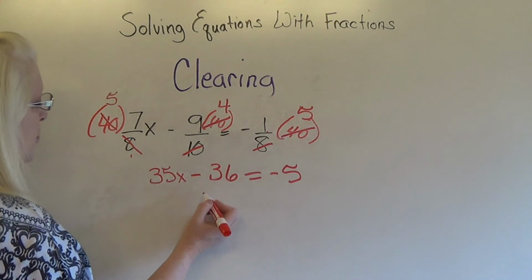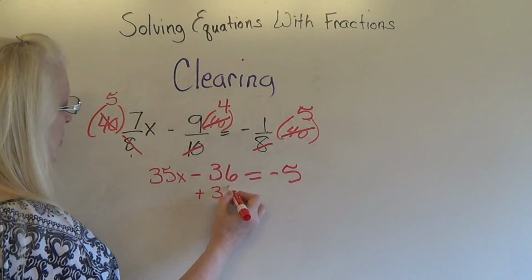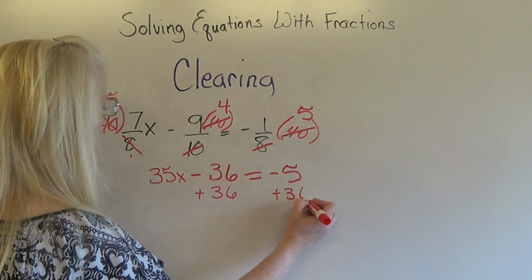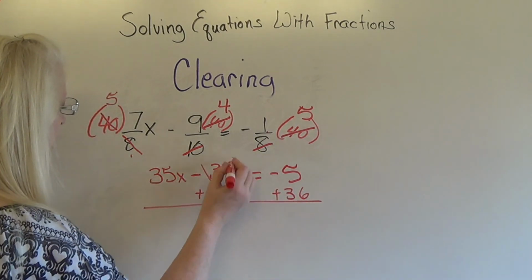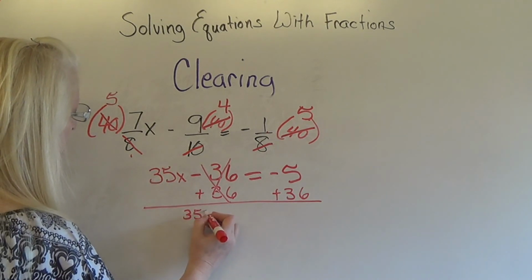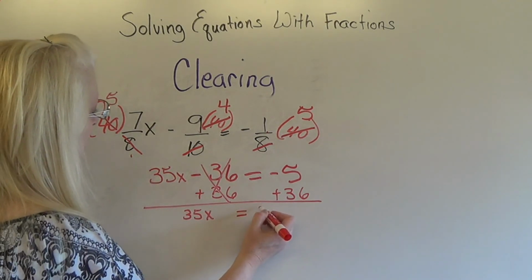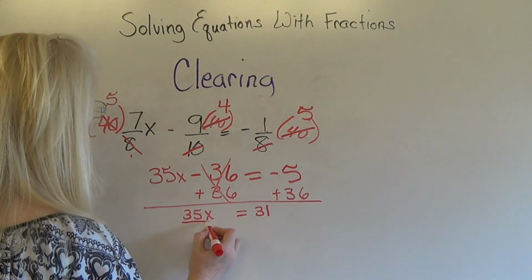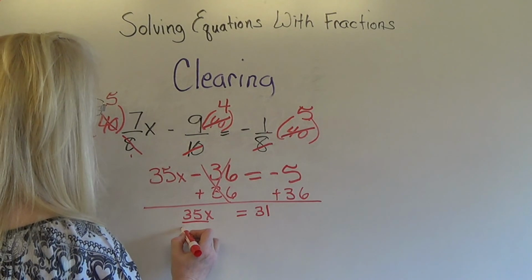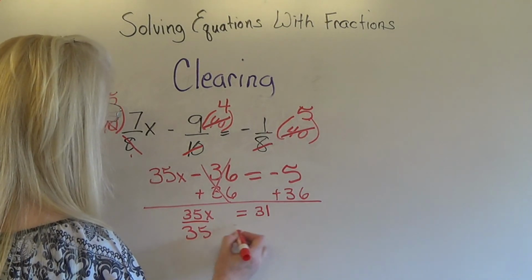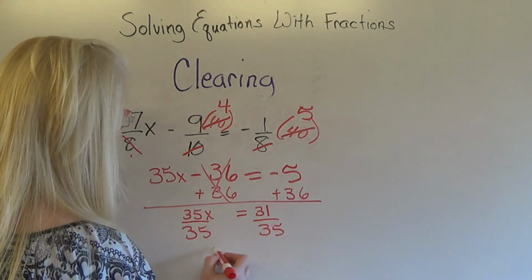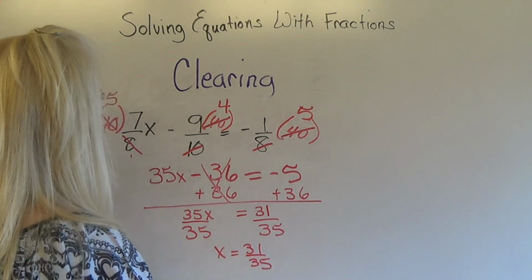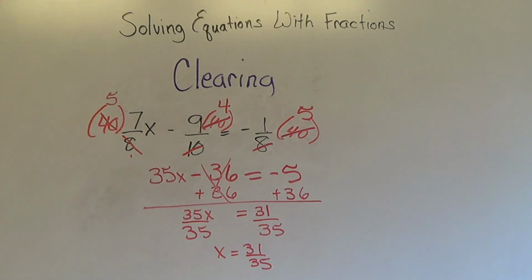Again, it's a two-step, so we want to complete all addition or subtraction first. So we want to get rid of the minus 36, so we take the opposite. That cancels that out. We get 35x equals, and that looks like 31, and we would divide both sides by 35. And we get x equals 31 over 35.